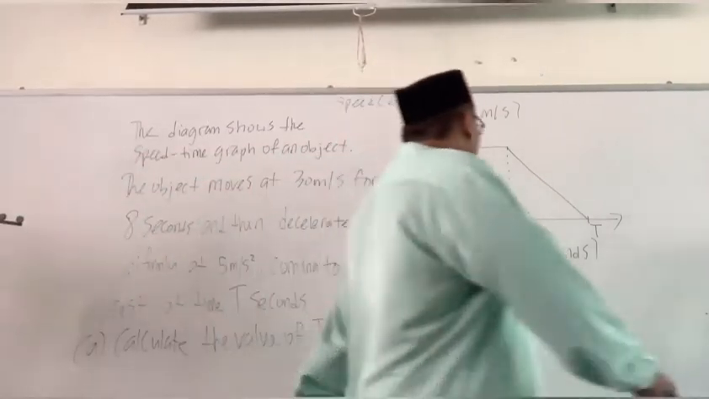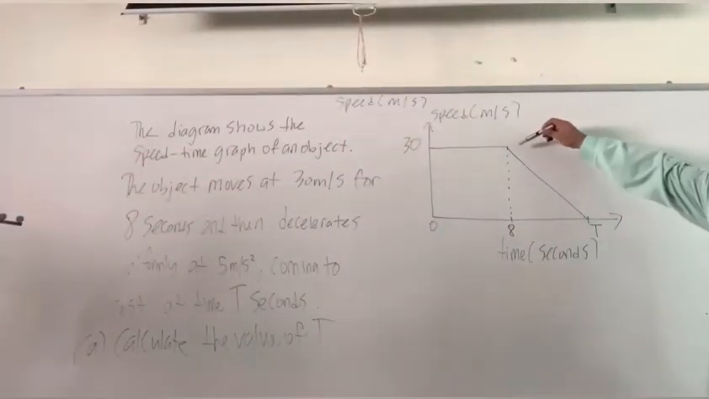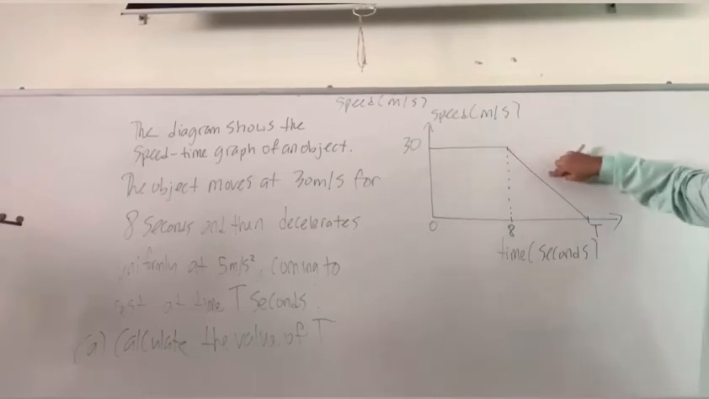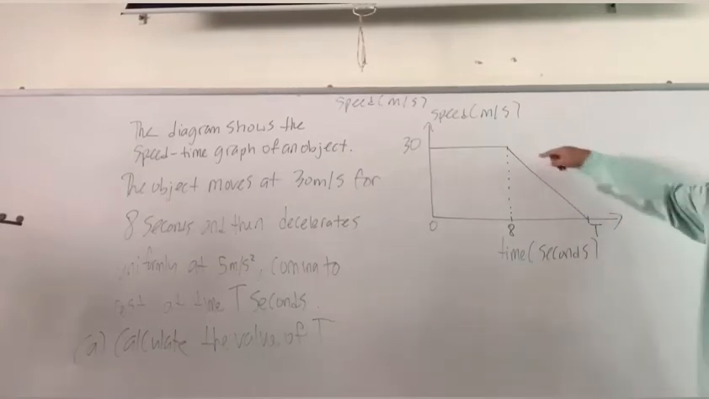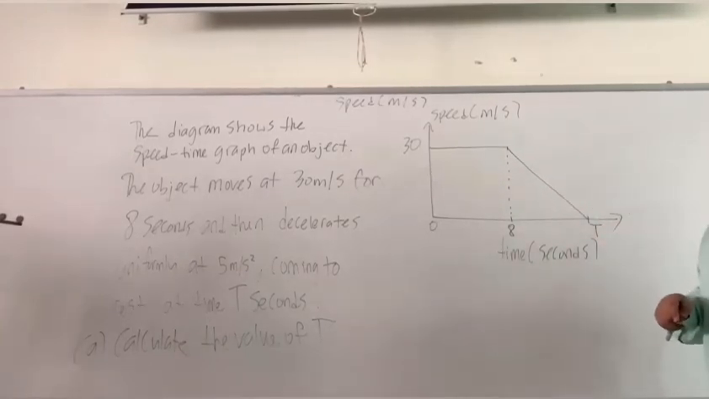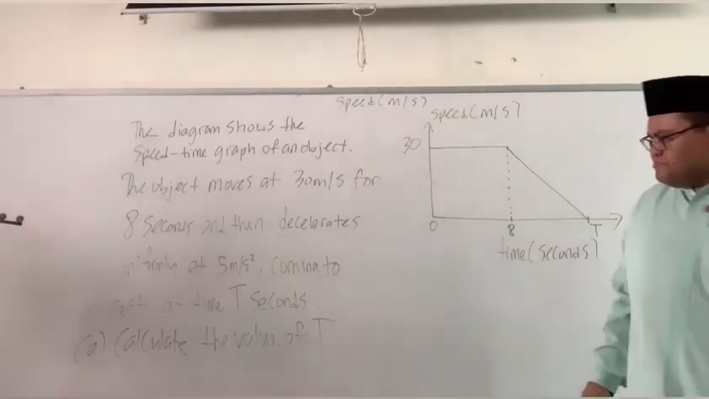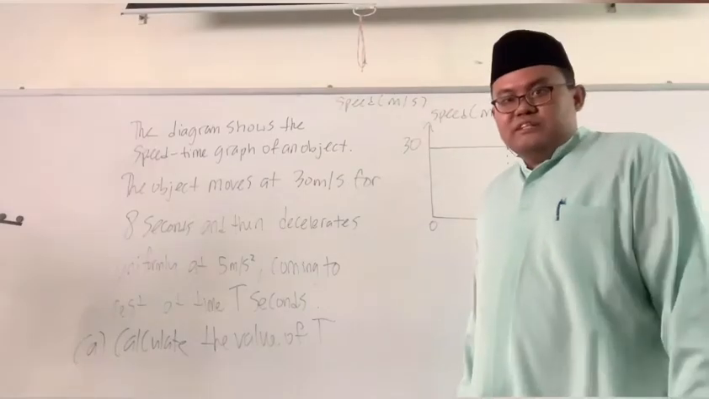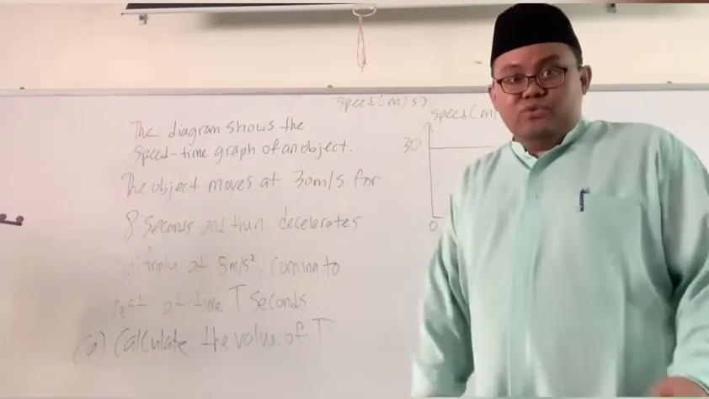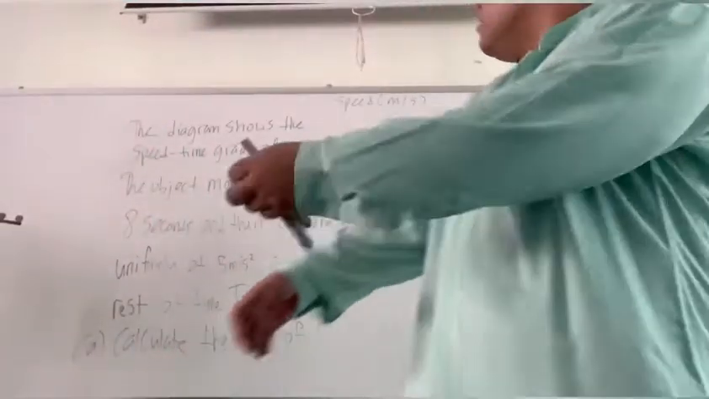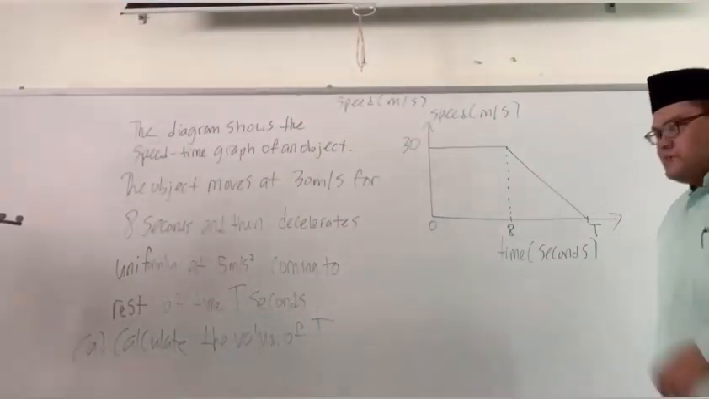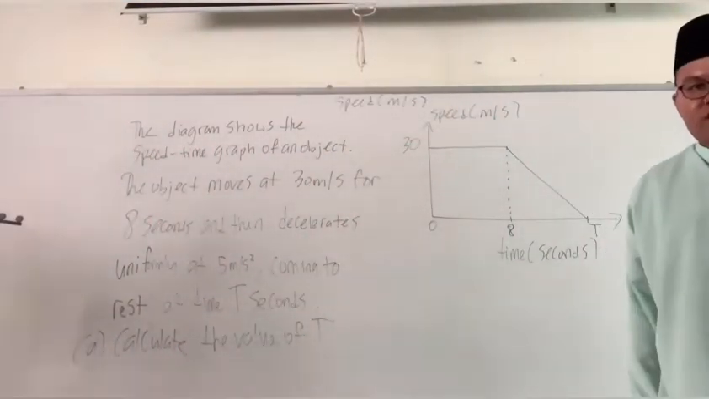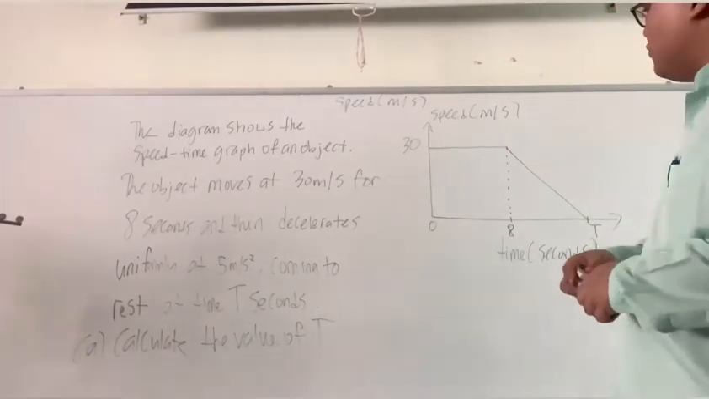You can see over here, he moved at constant deceleration until time t. Okay, now the first question, calculate the value of t. How do we do that? Now, what info can we use to find the value of t?